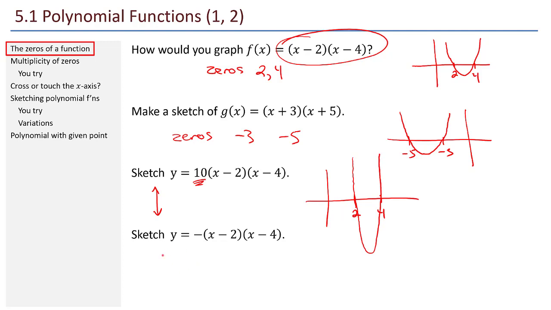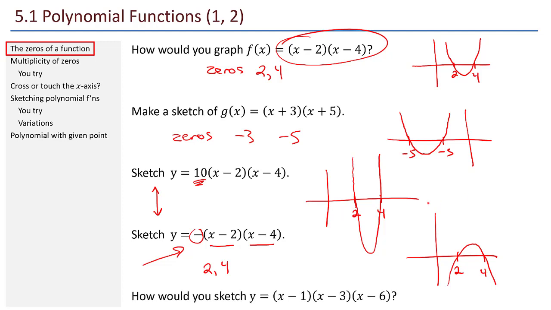And then lastly, how would I sketch the graph of this one? Same zeros at 2 and 4, but now there's a negative in front. What effect does that have? Well, it's like I take the parabola that goes through 2 and 4 and just flip it vertically. And I make an upside down parabola. There we go, something like that.